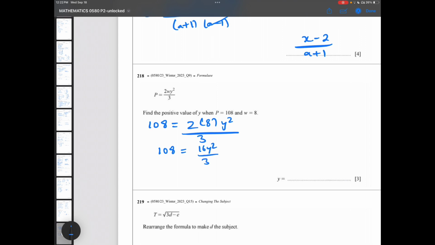Now in order to find the value of y, we need to make it the subject. So 3 is being divided over here. When I move it to the left side of the equation, it will be multiplied with 108. And the 16 is being multiplied with y square. When I move the 16 to the left side of the equation, it will be divided, and that is equal to y square.